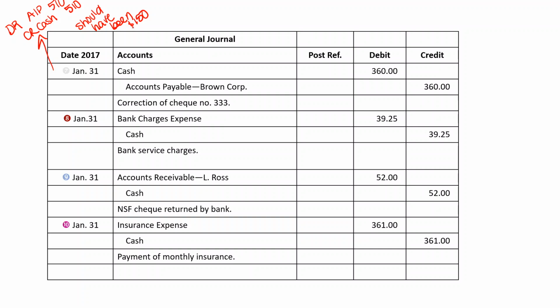So to correct that error, we need to now debit cash, so put that difference back into the bank, and also credit accounts payable. Because in our original entry, we took out too much. We took out $510, so now we're putting this $360 back into this accounts payable for Brown Corp.